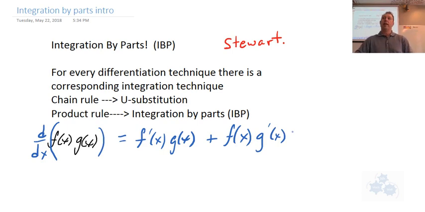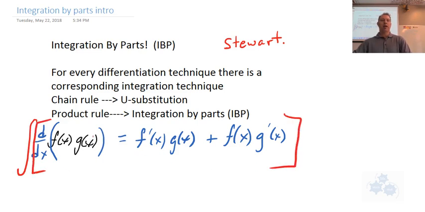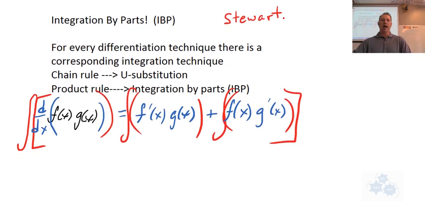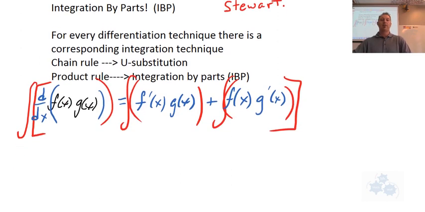Okay. All right. Now, if we take the integral with respect to x of everything, and I'm just going to put big brackets around everything here, and of course that applies to each term separately, we end up with this. The integral of the derivative of something is just equal to that same thing, right? So we undo this, and we get this. One extra bracket in there.